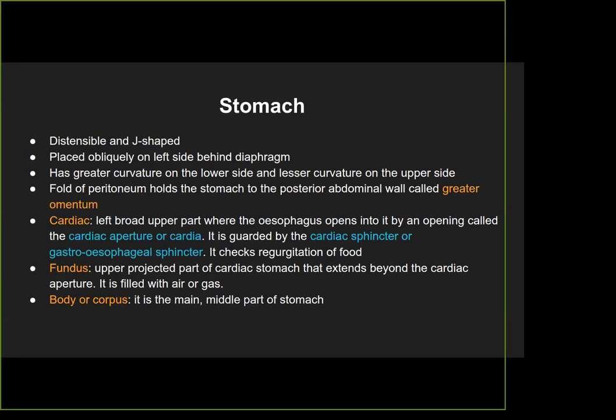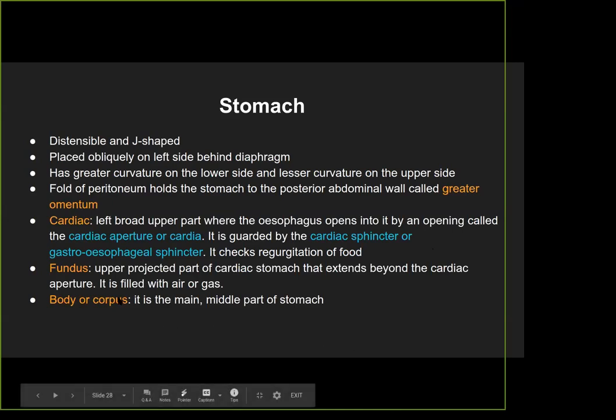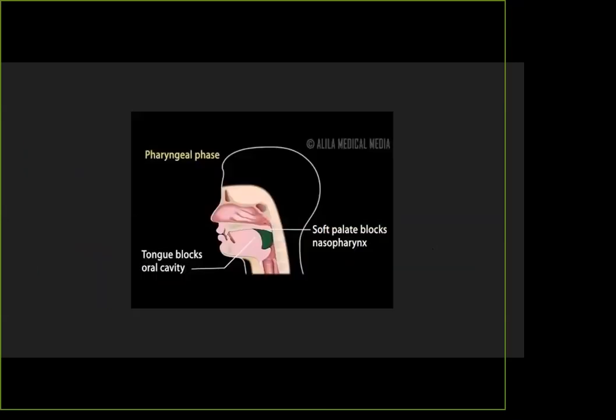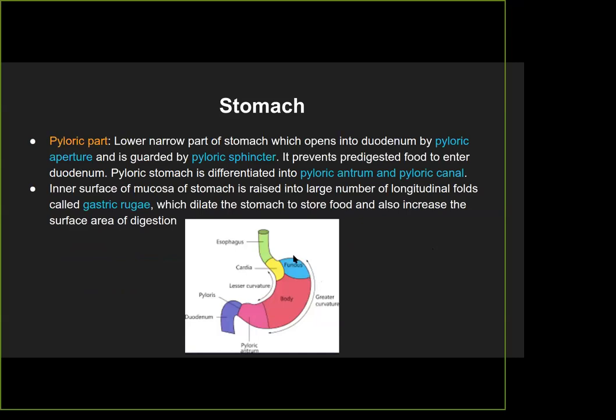So that's the cardiac region, and the aperture and sphincters present in the cardiac region of the stomach. The second part is the fundus. This is the upper projected part of the cardiac stomach that extends beyond the cardiac aperture, and it is usually filled with air or gas. This particular region is a little elevated, a level above the cardiac region.